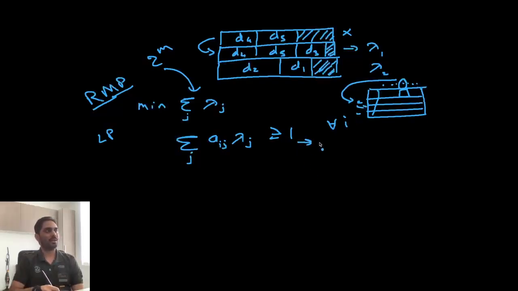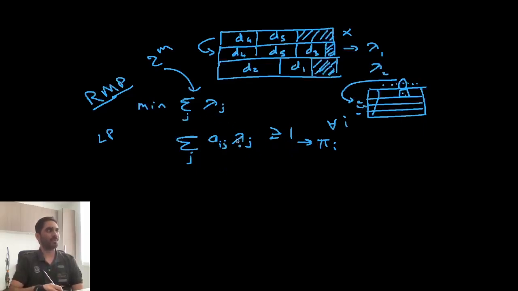So let's assume that the dual variables for these constraints are pi i. If you solve this problem to optimality, then not only will we have the values for lambda j's, we'll also have the values for pi i. With the simplex method we can calculate the dual solution as well. So we know the dual values, pi i, and now I want to calculate the reduced cost of some random variable lambda j.